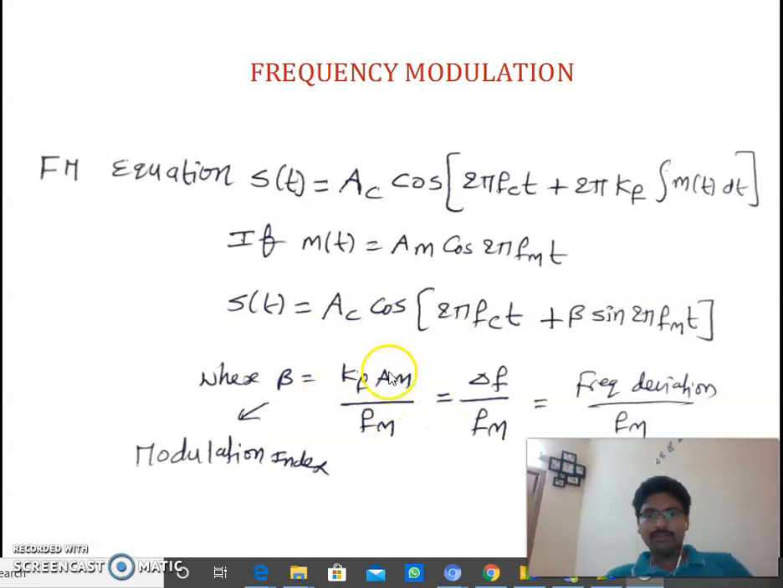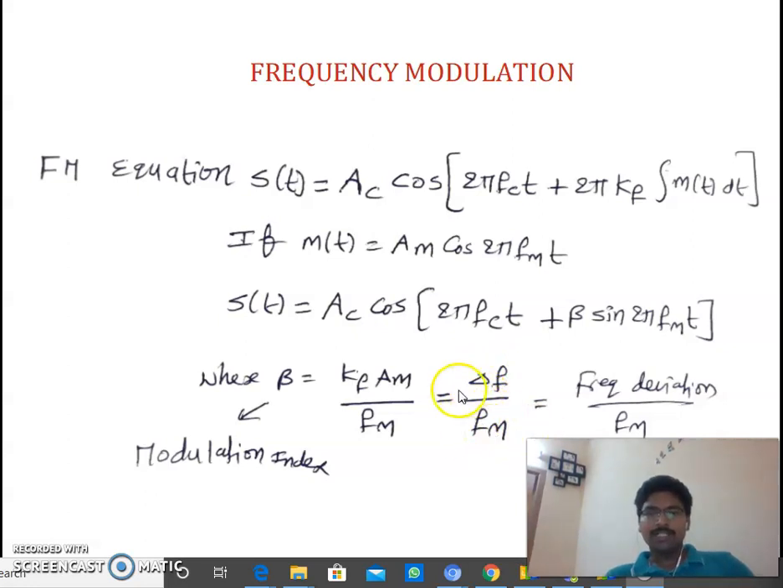So that is equal to this. What is Kf into Am? Kf into Am is nothing but the frequency deviation, delta F. What is the meaning of frequency deviation? The difference between the maximum frequency change and the minimum frequency change, right? So what is the difference between the maximum frequency change and minimum frequency change that occurred in the FM wave, divided by Fm, the message signal frequency.